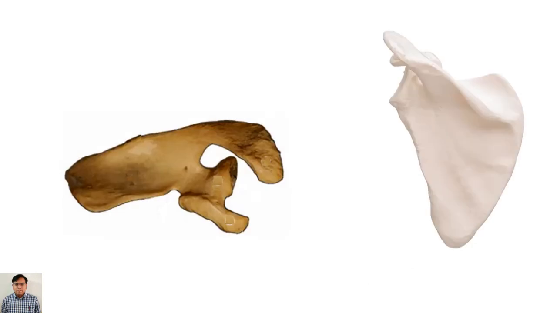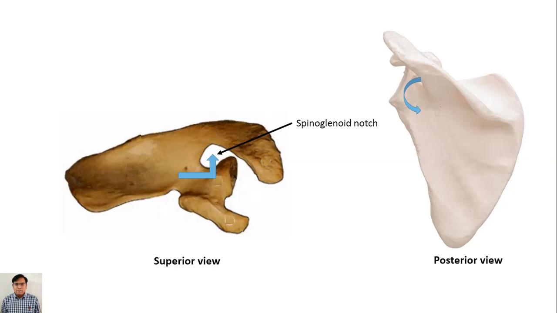This is the superior view of the scapula, and this is the posterior view. In the superior view we can see a notch between the spinous process, the glenoid cavity and the spine. This is known as spinoglenoid notch, and through this notch the supraspinous fossa communicates with the infraspinous fossa.